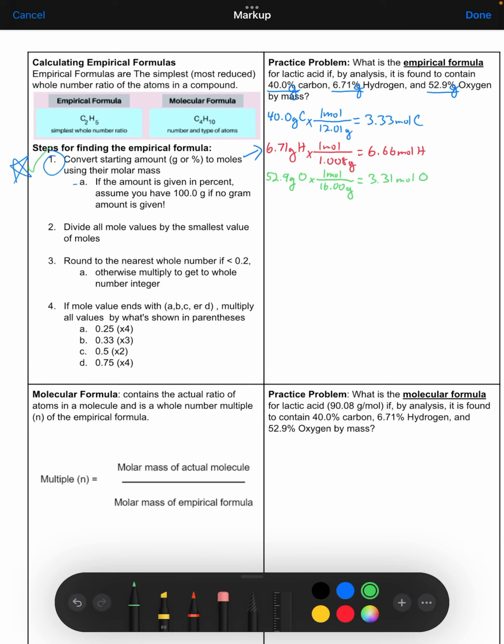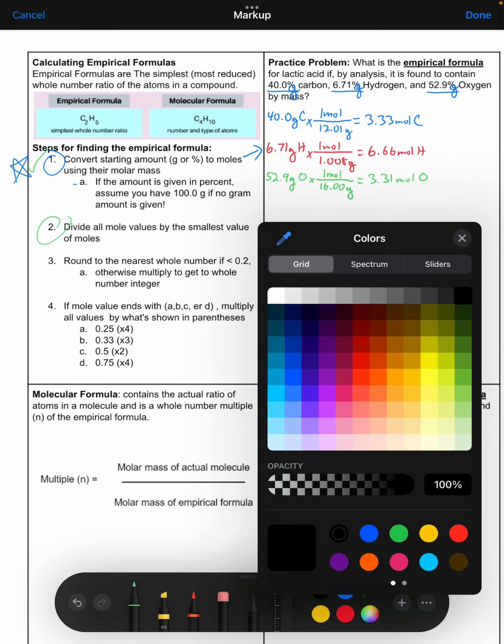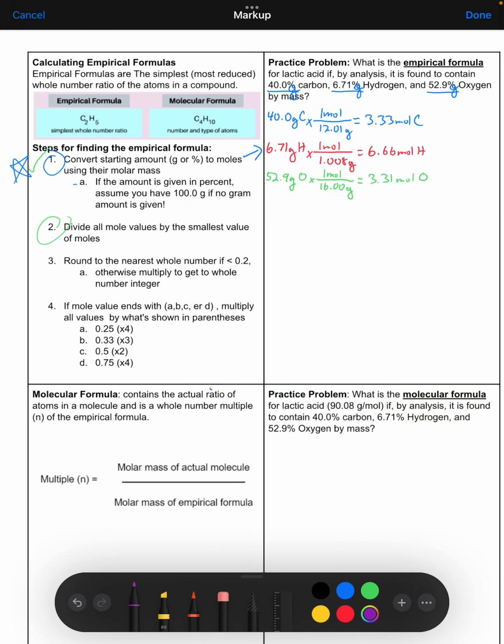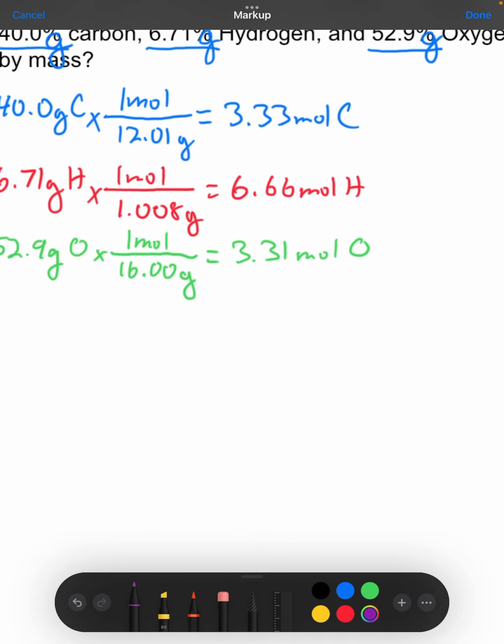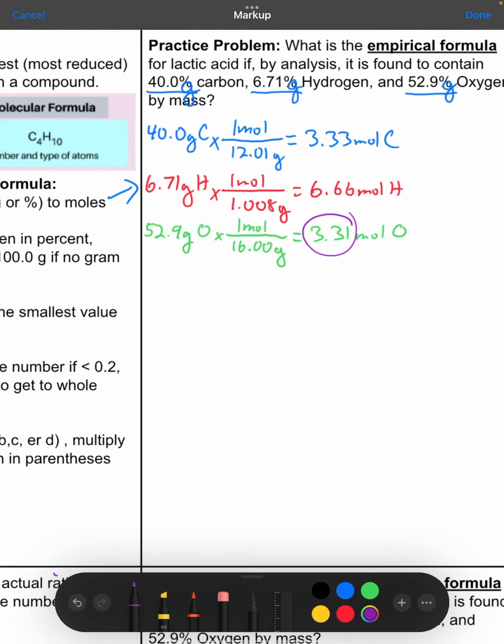Check. Step 2 is to divide all of our mole values by the smallest of all of those moles. To do that, I'd identify the smallest one. If I look through my list of 3 here, 3.31 is my smallest, so what I'm going to do is divide everything else by 3.31. I'll draw a line and we'll just do that real quick.